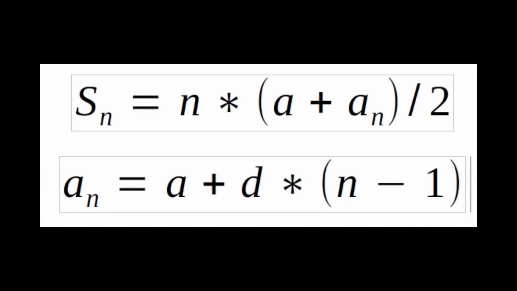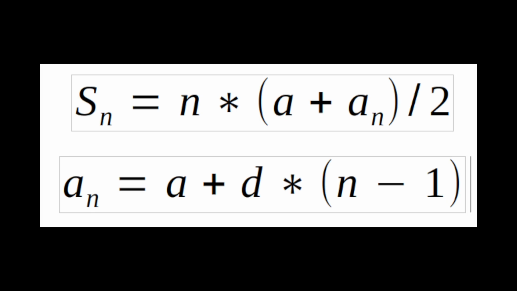So the formulas are as shown. So the an formula is the nth term of the sequence, where a is the first term, d is the step in between, and n is the number of terms in the sequence. And Sn is the arithmetic series, which is the sum of all the terms up until the nth term, which is what we're going to make use of.